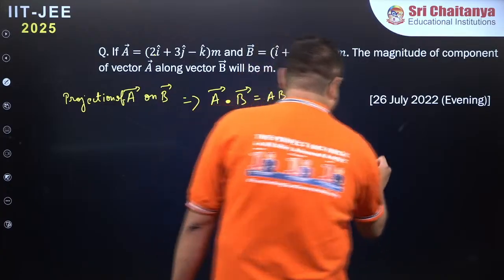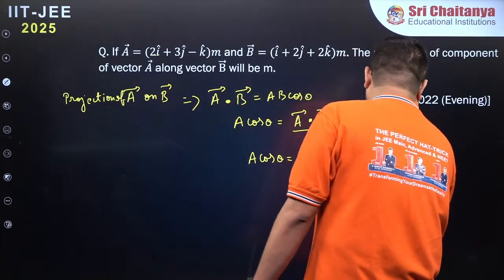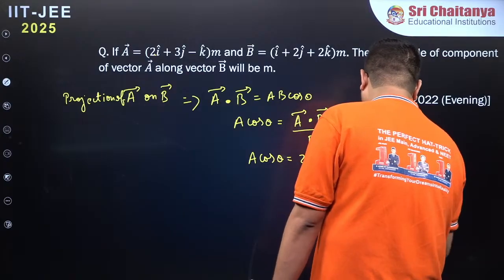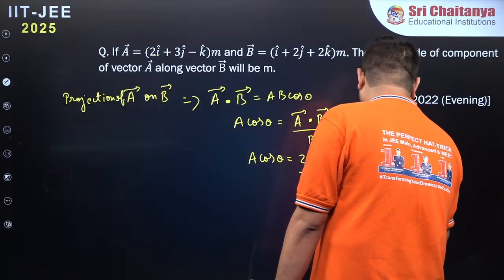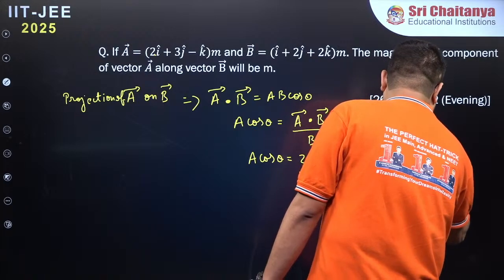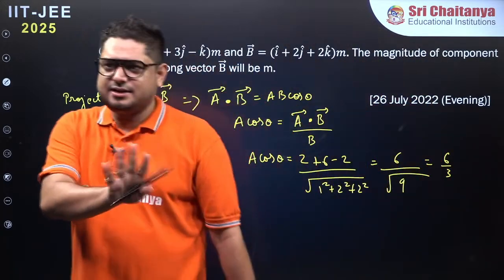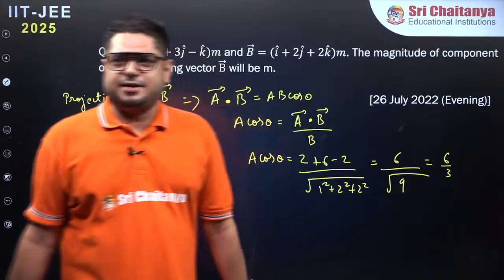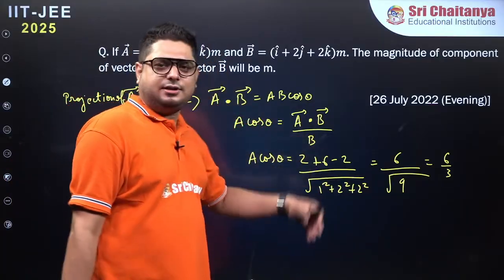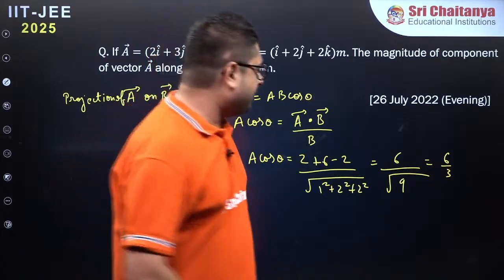So what will I be getting, everyone? This is going to be 6, and over here 4 plus 4, 8 plus 1, 9, so I get 6 by 3. So a cos theta is 6 by 3 in this situation. Now what needs to be done? This is the magnitude of the component, but now you need to find the direction.